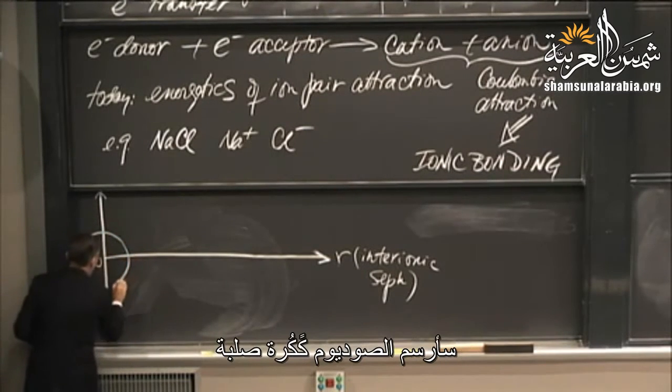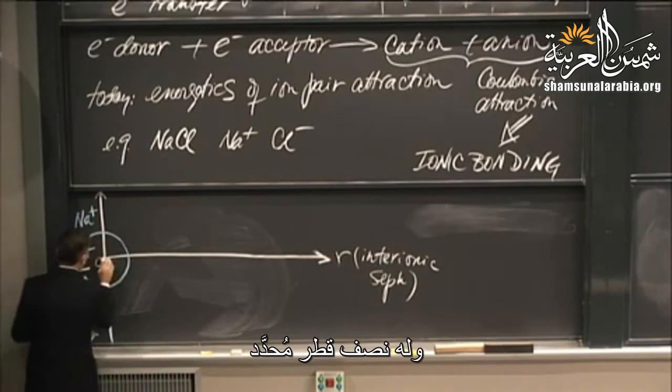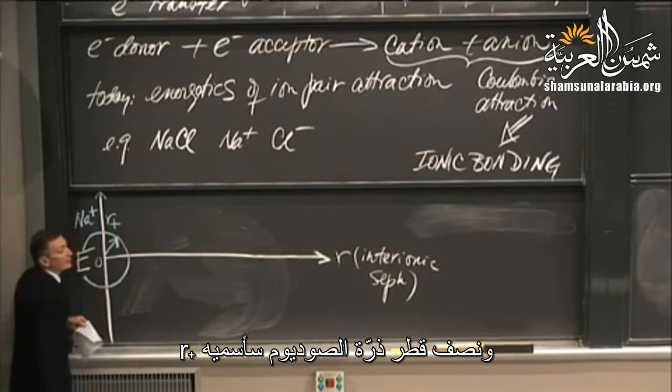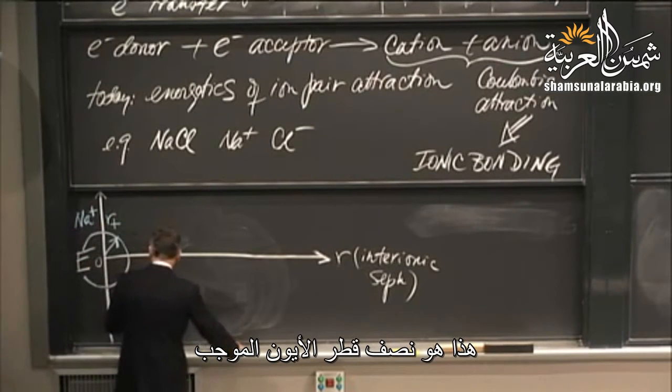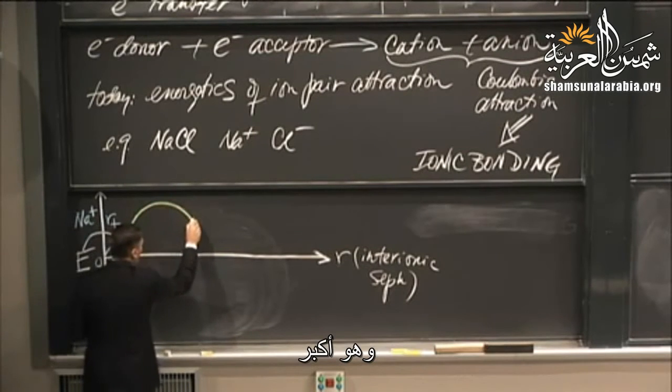So I'm going to model this as a hard sphere. So this is the sodium ion, Na+. And it's got some finite radius, and its radius, I'm going to call it R+. That's the radius of the cation. And next to sodium, I'm going to put the chloride anion. And it's bigger.